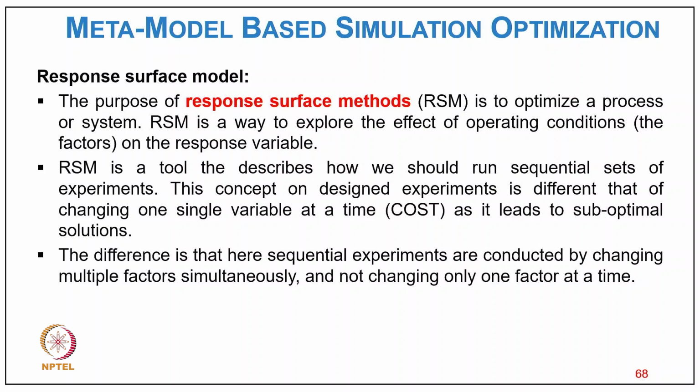So now coming to the response surface model. The purpose of response surface models, RSM, is to optimize the process or system. RSM is a way to explore the effect of operating conditions, the factors, on the response variable, and RSM is a tool which describes how we should run sequential sets of experiments. This design of experiment concept is different from changing one variable at a time, which leads to a suboptimal solution. The difference is that here the sequential experiments are conducted by changing multiple factors simultaneously and not changing only one factor at a time.